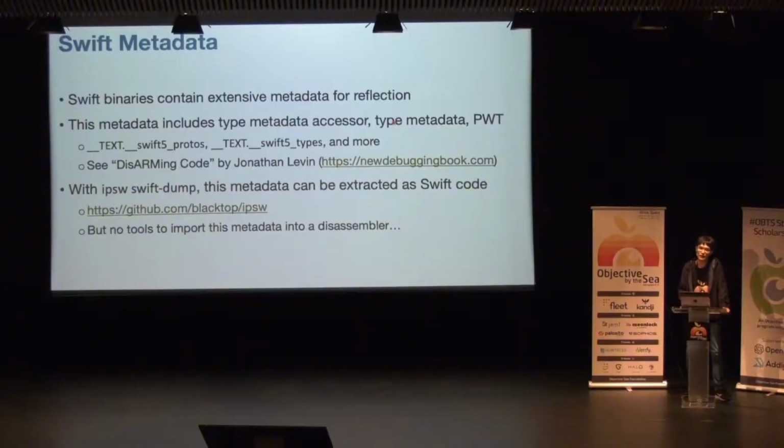Metadata used for reflection can be accessed through Swift-specific sections, things like Swift5 protos, Swift5 types. By extracting this metadata, we can recover a lot of type information. We can extract this information using the IPSW SwiftDump command, developed by Blacktop, but the extracted type metadata cannot be imported directly into a disassembler.